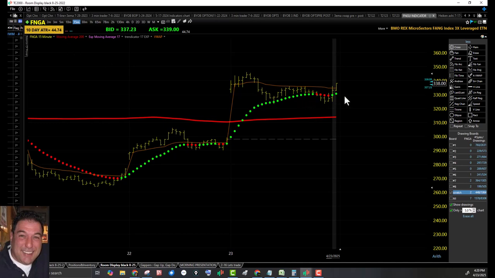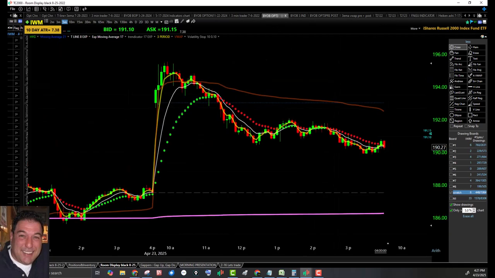All right, Intel also reports tomorrow after the close. Intel makes a lot of these chips for personal home computers. All right, so we'll see what they're going to do tomorrow. So that's FNGA, holding the higher ground. I like it. All right, let's go take a look at a few sectors.